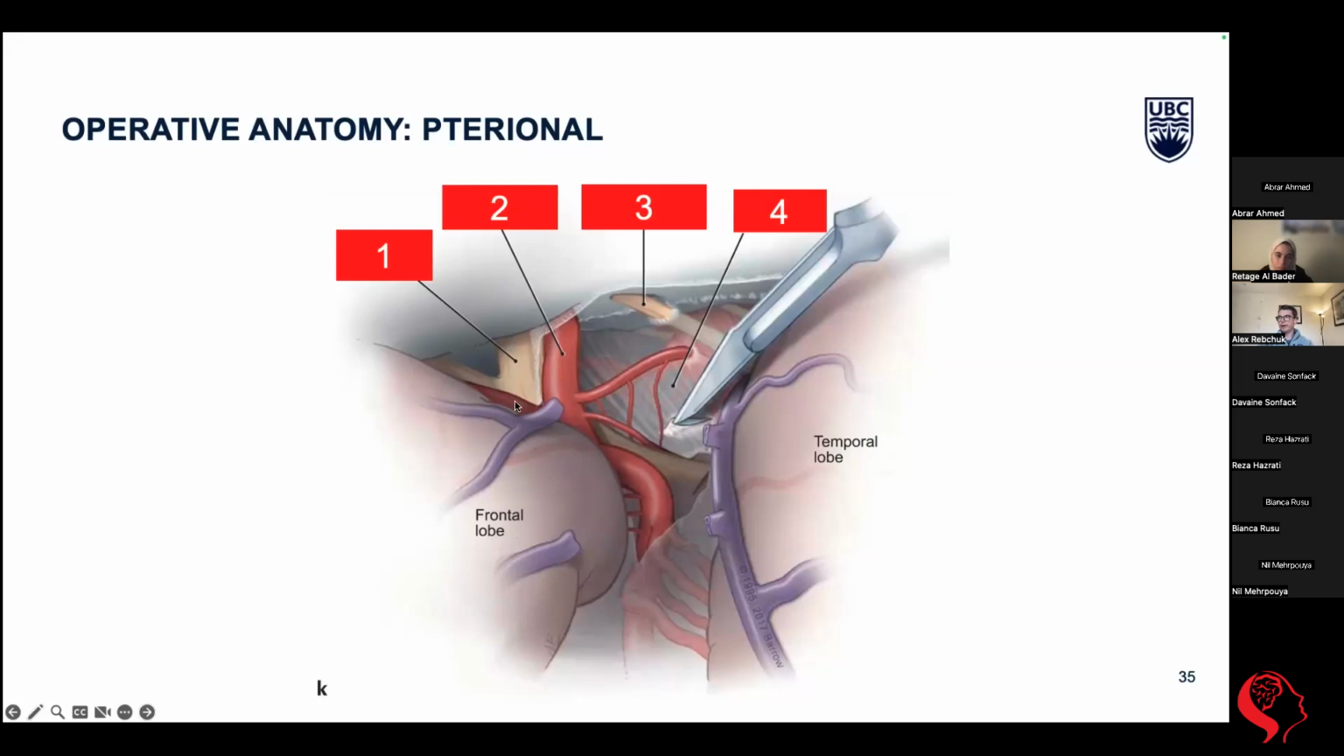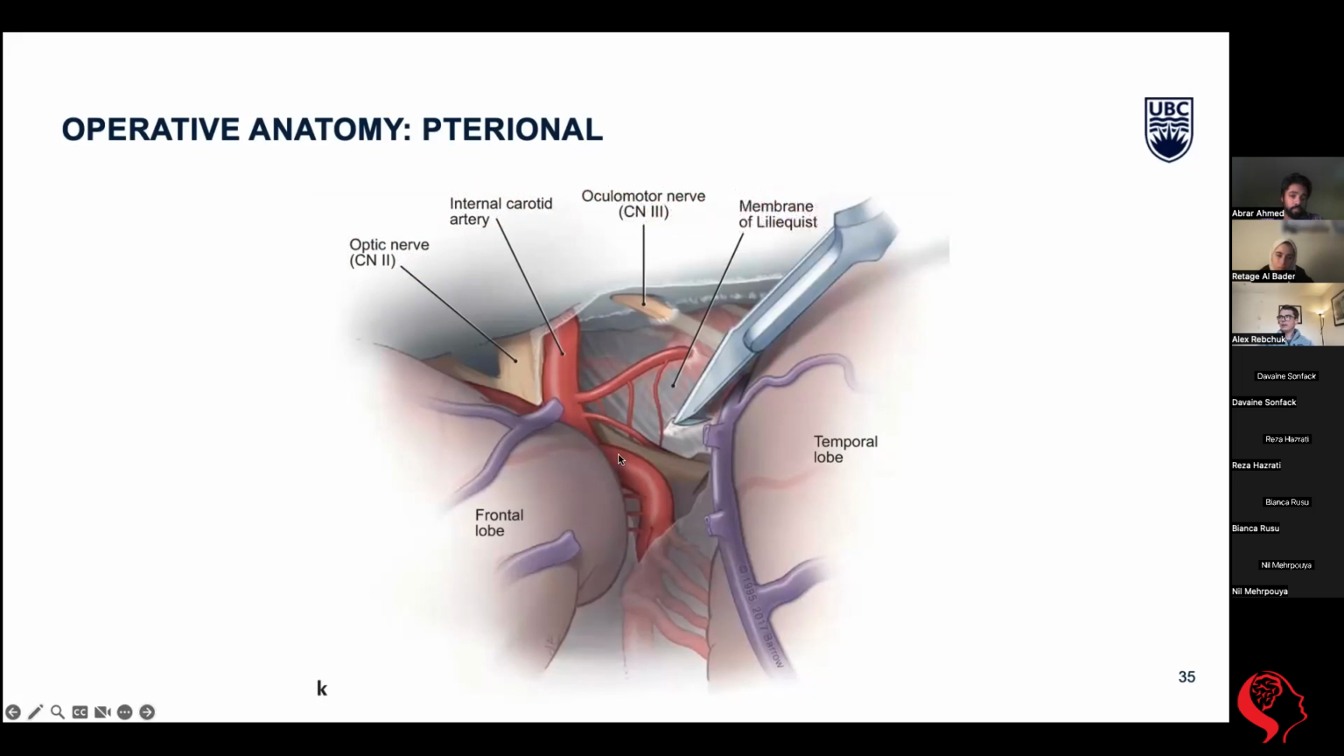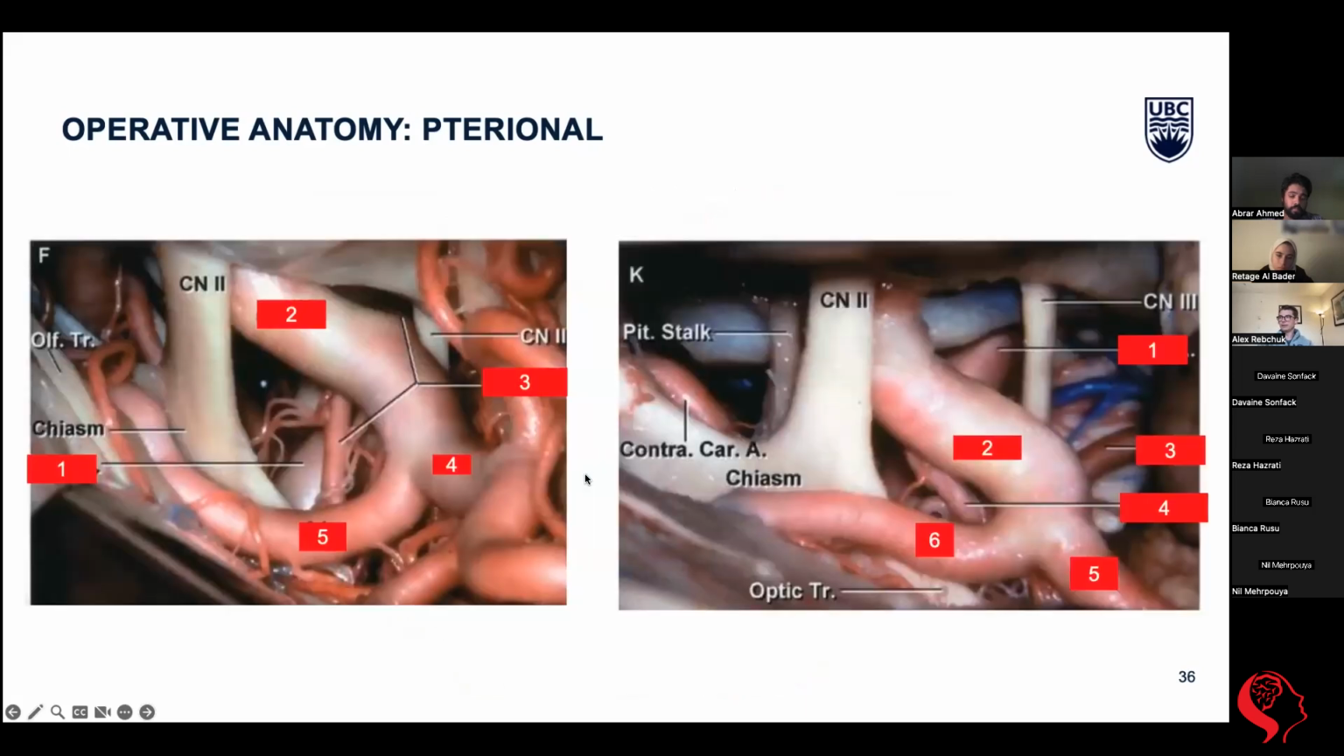There's one there coming back to the chiasm. So that orients you, right? What runs beside the optic nerve is probably going to be the ICA. And what's this small nerve? Again, it's complicated, but the more you look at it, the better it gets. This is going to be the third nerve, running laterally. That's the membrane of Liliequist that you'll see cut, probably less likely.